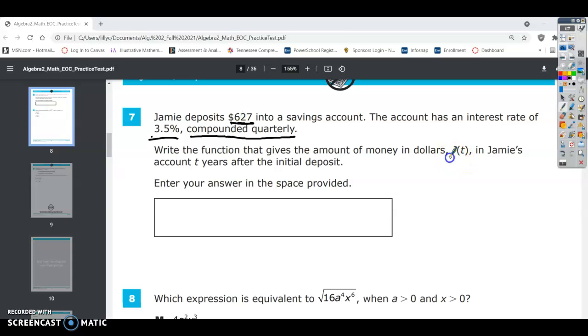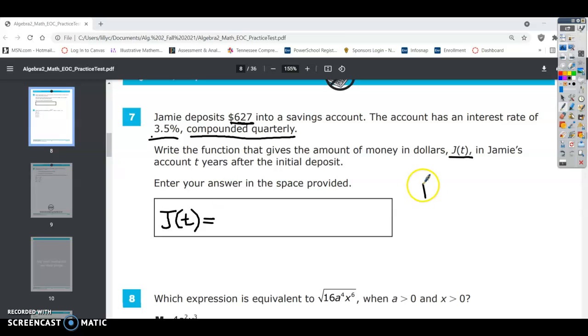Okay, so like one of the other questions, we know that it's going to be written as J of t. That's just the name of the function. So we can go ahead and write that here. All right, so first thing we need to do is remember what is the compound interest formula.